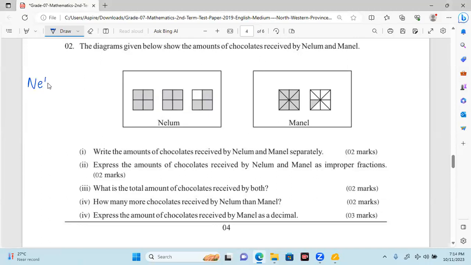The amount received by Nelum is equal to 2 and 3/4. Manel: 1 and 1/8. Very good, 1 and 1/8.